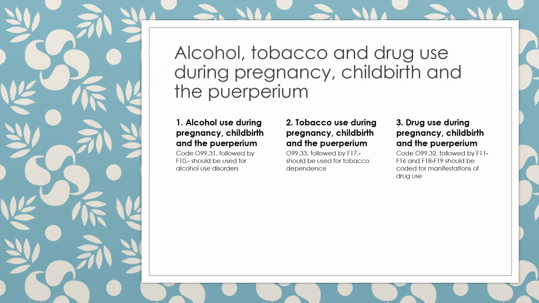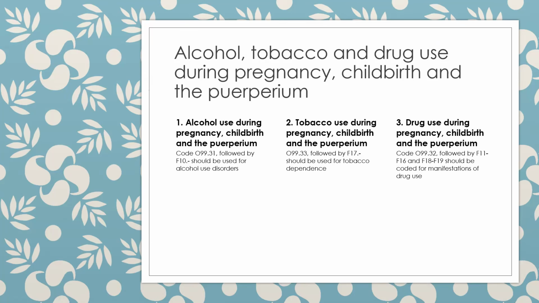Number 2, tobacco use during pregnancy, childbirth, and the puerperium. Codes under subcategory O99.33 for smoking, tobacco, complicating pregnancy, childbirth, and the puerperium should be assigned for any pregnancy case when a patient uses any type of tobacco product during the pregnancy or postpartum. A secondary code from category F17 for nicotine dependence should also be assigned to identify the type of nicotine dependence.